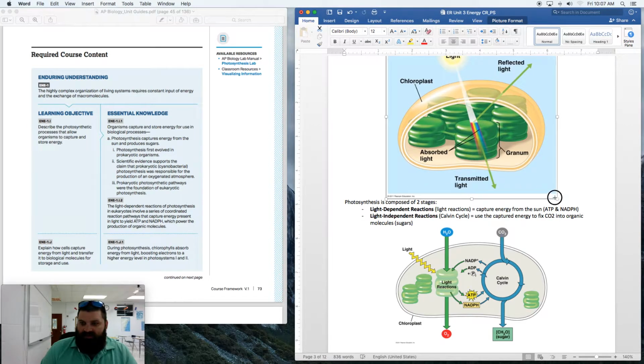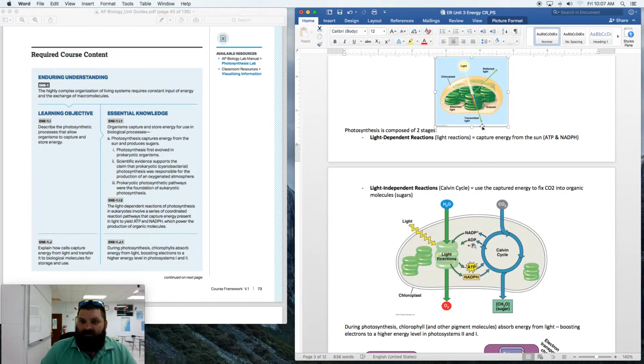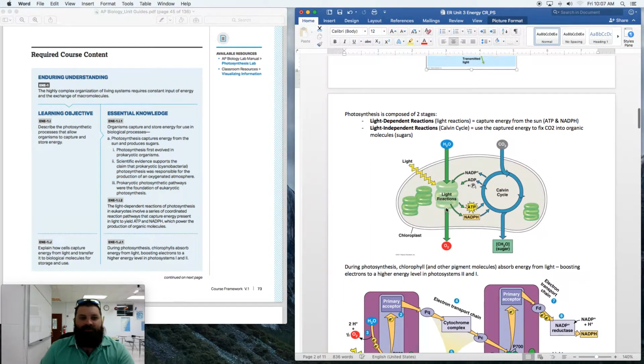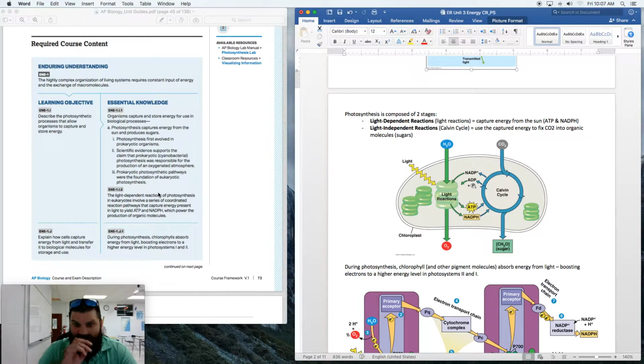Photosynthesis is broken down into two stages. The first stage is called the light-dependent reaction. It can also be called the light reaction. The second stage is called the light-independent reaction. Could also be called the Calvin cycle. I remember when I was in high school, we learned it as the dark reaction, but it does not take place in the dark. It just does not use light directly. It uses the energy captured from light, but at this point it's chemical.